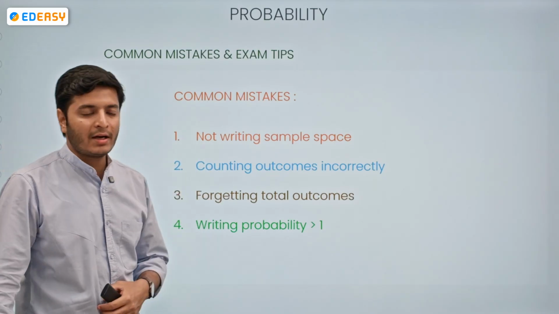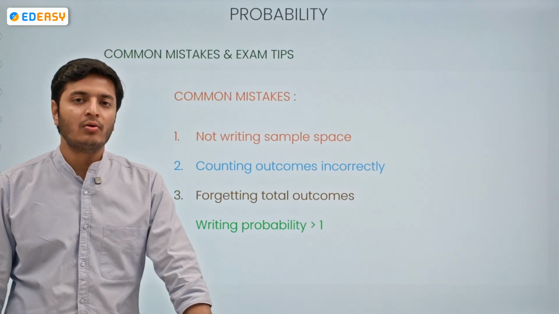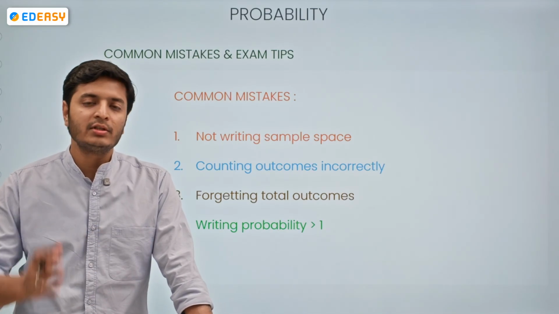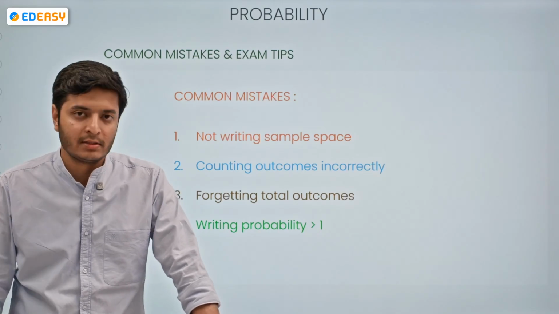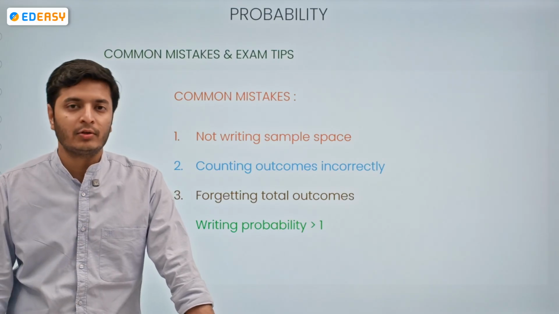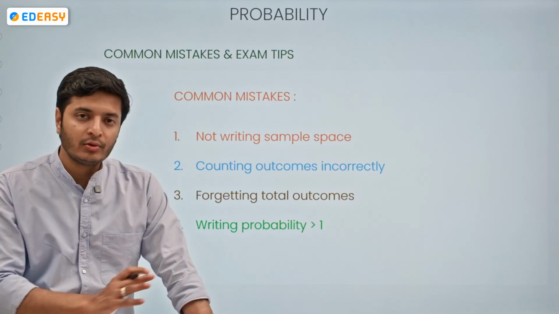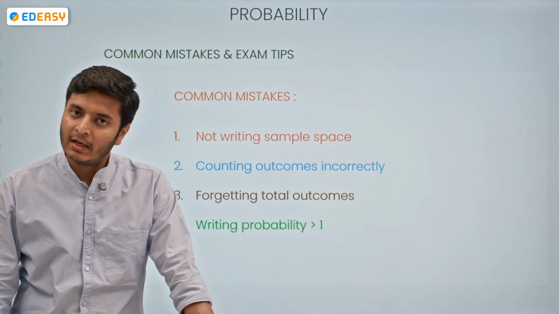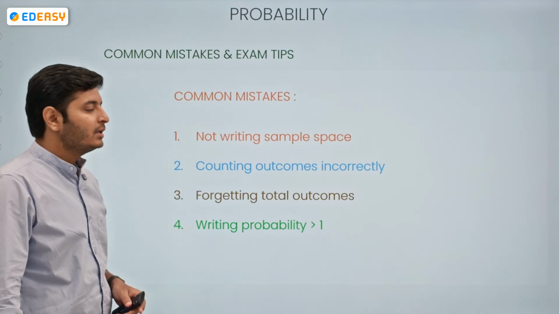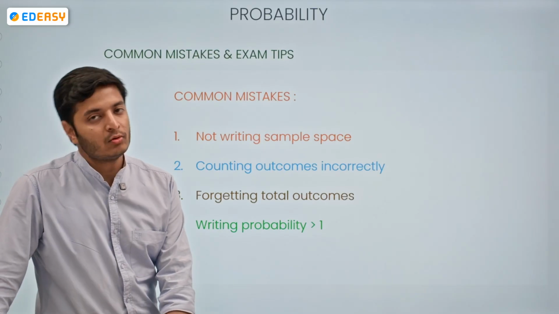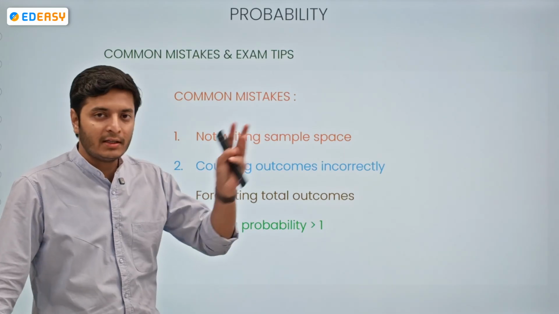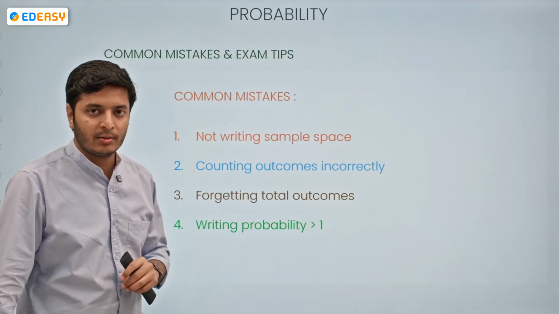First one would be not writing the sample space. If you are not writing the sample space, the examiner can think that you are cheating in the exam, that you are getting the answer from someone else. So please do write the sample space. This is also very much needed for your own help, because I showed you now that the sample space can help us, correct? So please do write the sample space first. Counting outcomes incorrectly: sometimes you can do that. So please, after writing the sample space, you can easily count the outcomes.